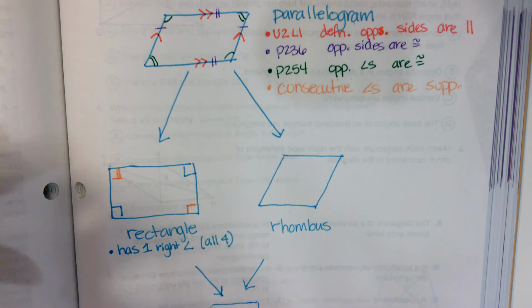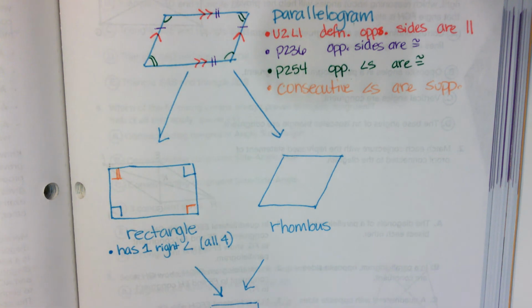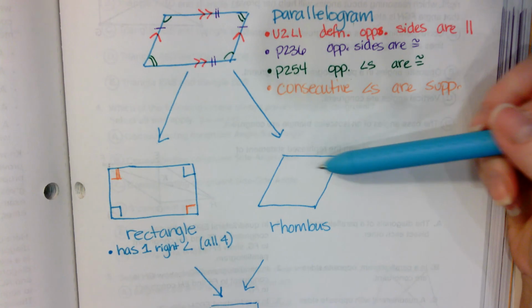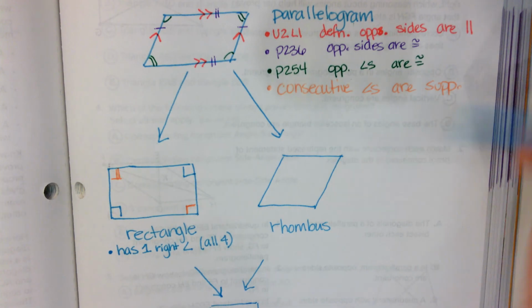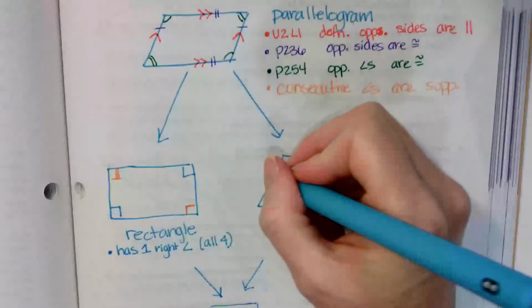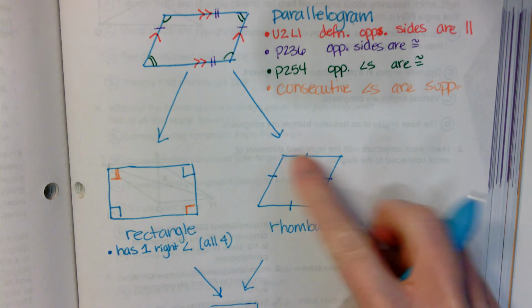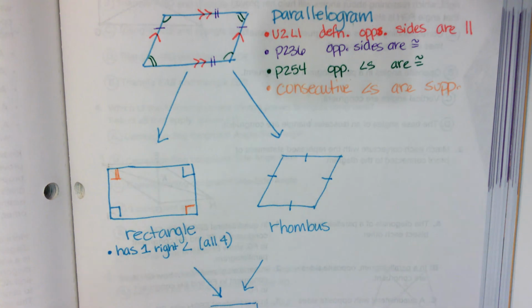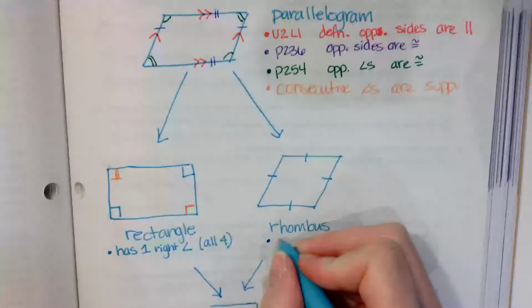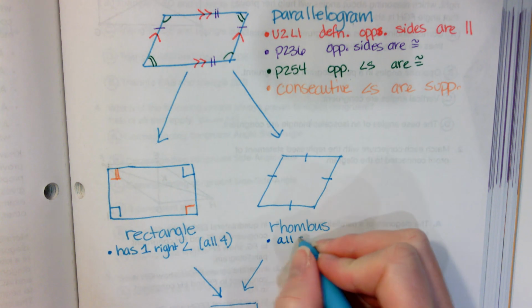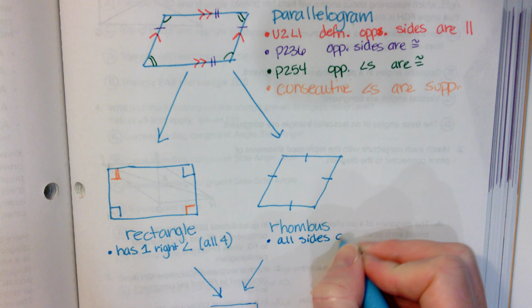That brings me to another special type of parallelogram, and that's a rhombus. So if you now would draw a rhombus on your paper, and when you draw a rhombus, make it appear that all four sides are congruent. My angles are not 90 degrees, but my four sides are all congruent. So all sides are congruent.